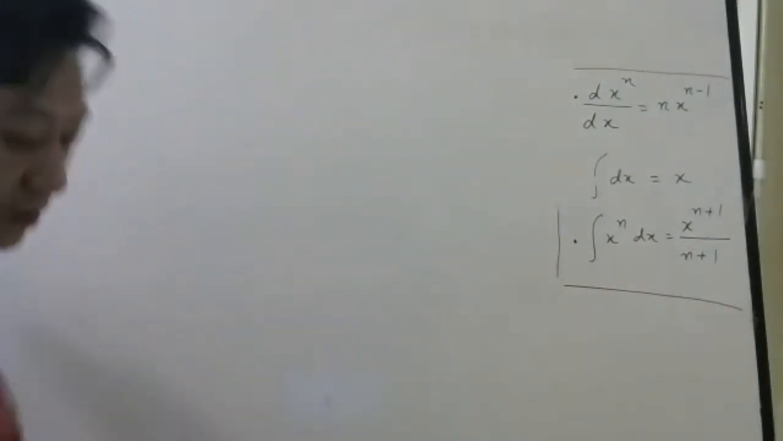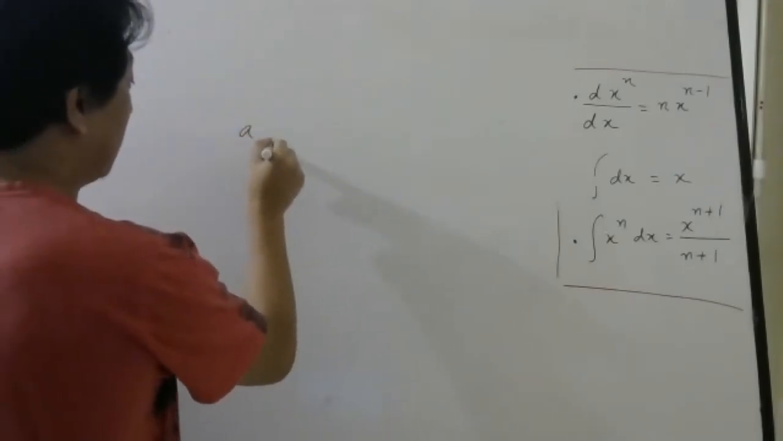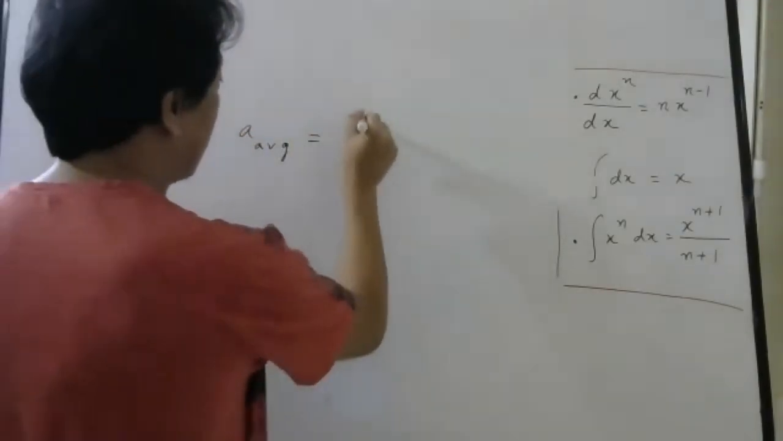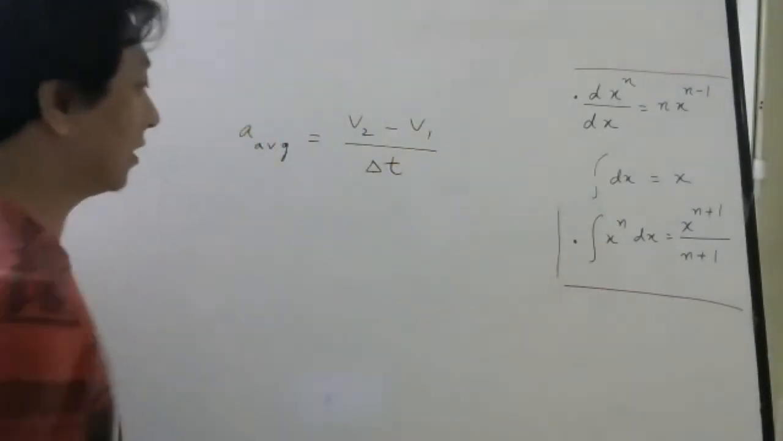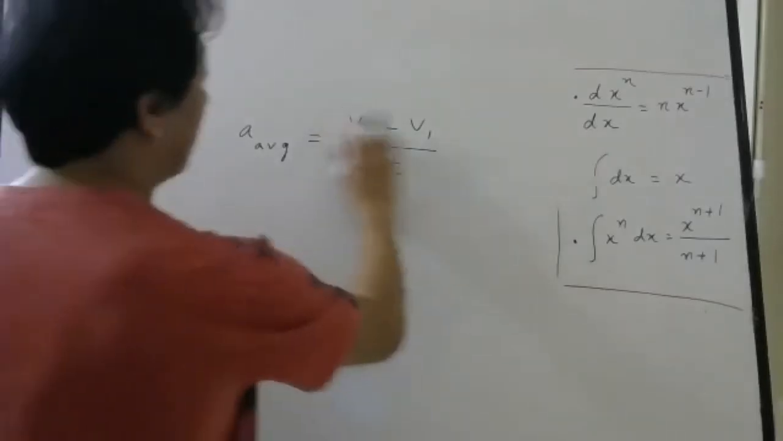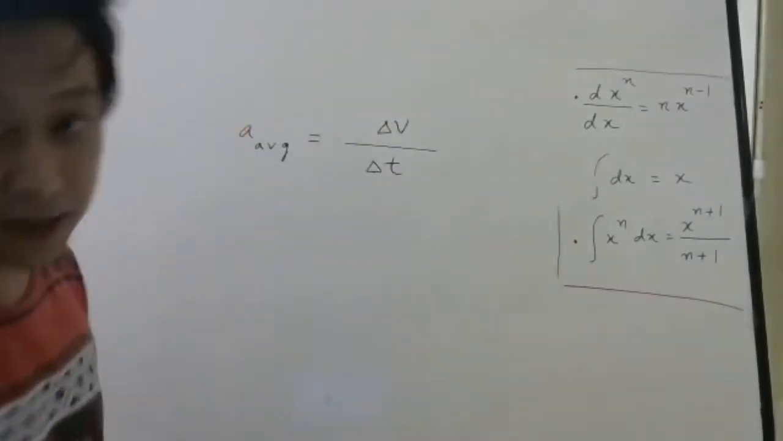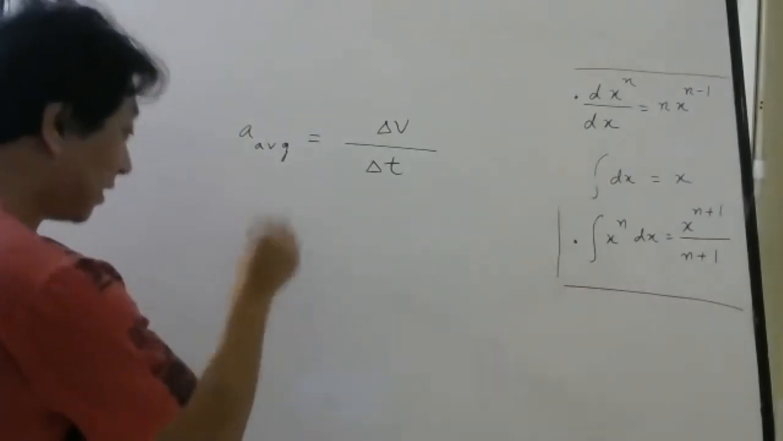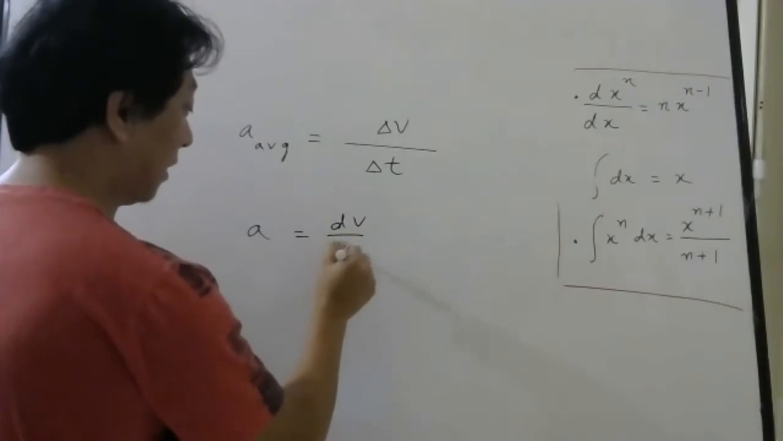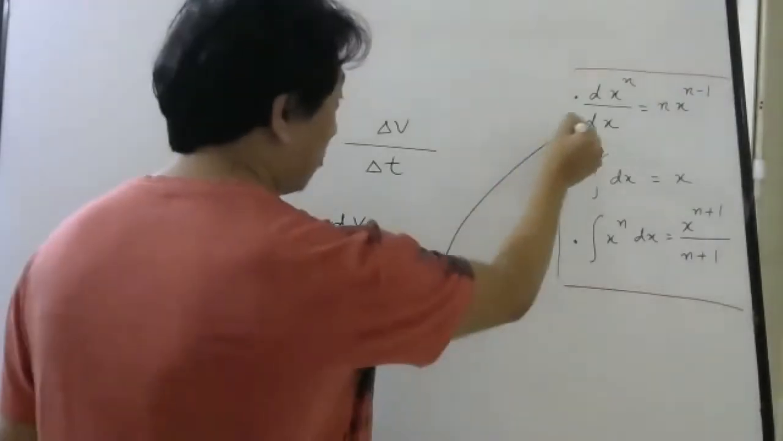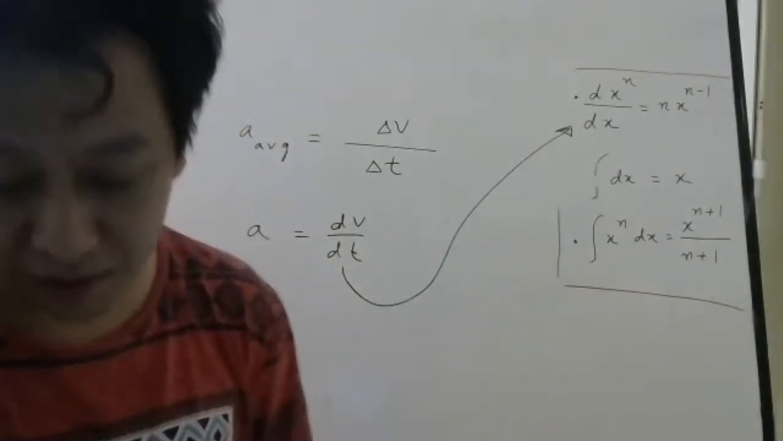Then I told you about acceleration. If you want average acceleration, it is final velocity minus initial velocity by time taken. You can write delta V also. This is your average acceleration. And if you want instantaneous acceleration, then you have to write dV by dt. To calculate this, you have to use the differentiation formula.